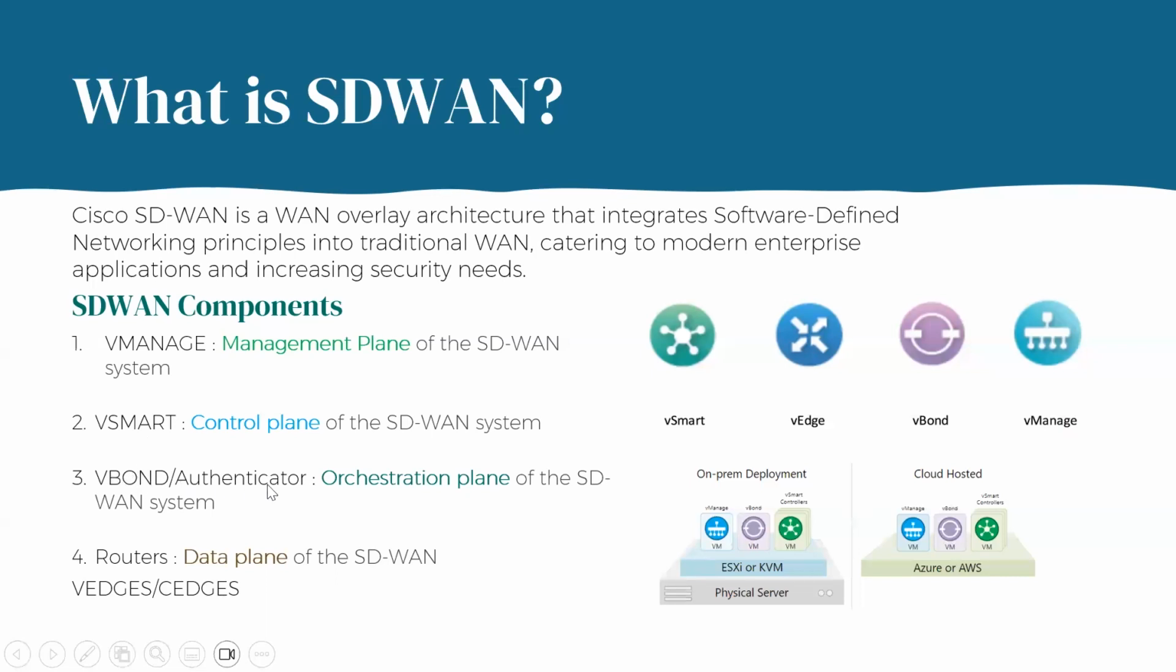vBond is nothing but the authenticator. For example, we have introduced a particular WAN edge on a particular remote site. We have to authenticate it to all these controllers: vSmart, vBond, and the vManage. So first of all, when a particular router is introduced on a remote site, it needs to be authenticated, and that job is done by the vBond. I will show you this practically right now in this webinar. What are these controllers and what's the job of each? You will see everything practically.